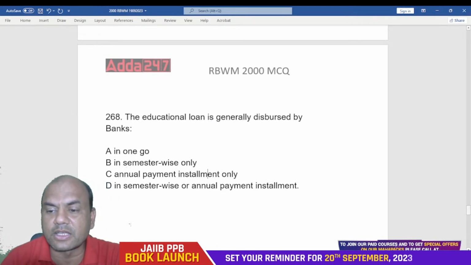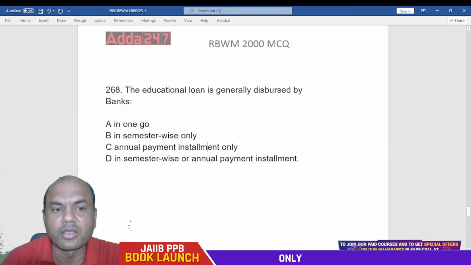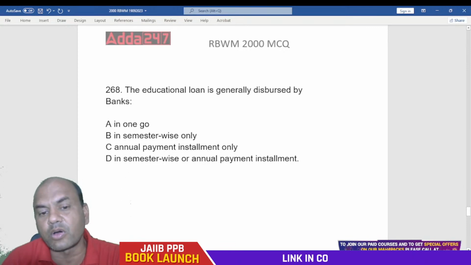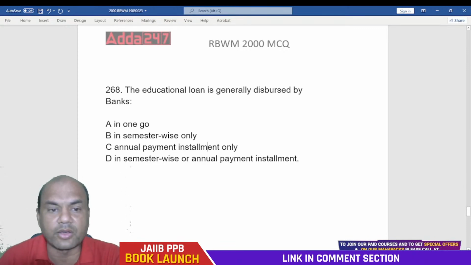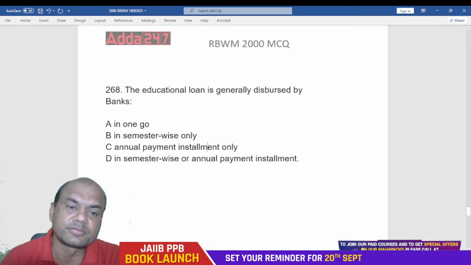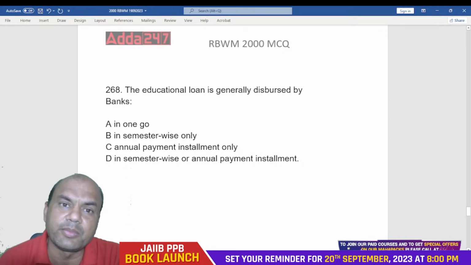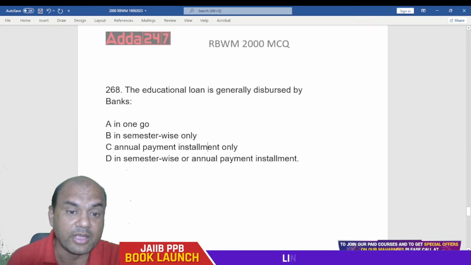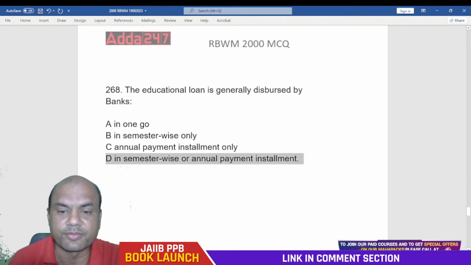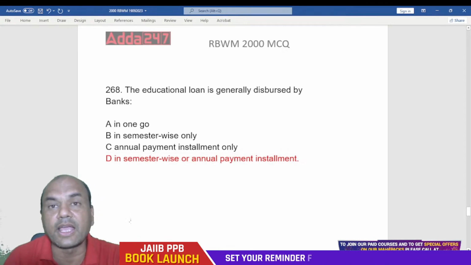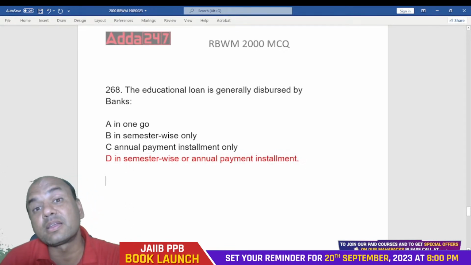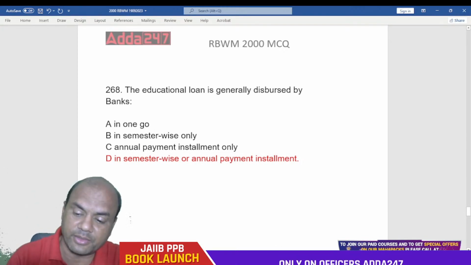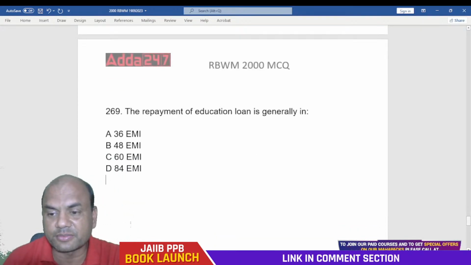The education loan is generally disbursed by banks semester wise or as an annual payment installment. So how is the education loan given to the students? In one go? I take the admission right now and immediately it is given for all the 4 years? No. Semester wise, yes, it can be. Annually, it can be. So the answer is this: semester wise or annual pattern, as agreed as per the terms and conditions of that university. That is important. Okay. I think so. Last one.